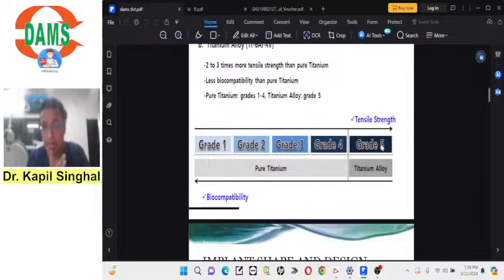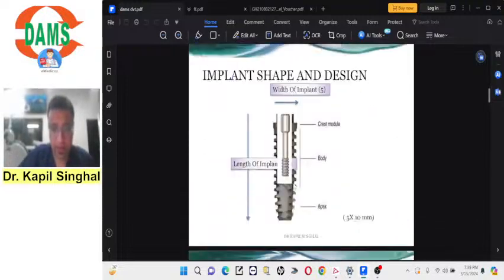So they may ask you a question, which has more strength, grade 5 or grade 2 or grade 1? So you should remember this. Grade, जैसे जैसे grade बढ़ रही है, strength is increasing, but the biocompatibility is reducing. Okay.